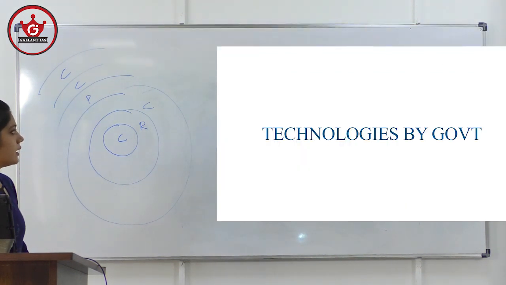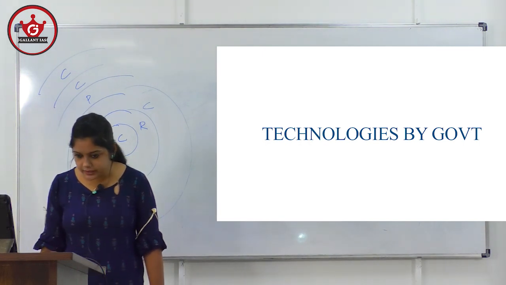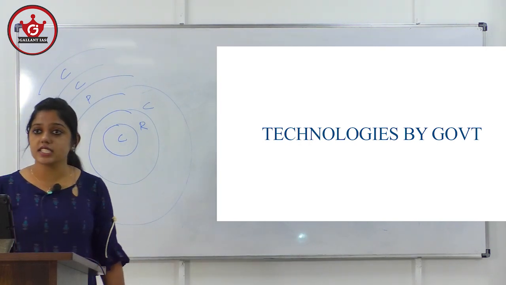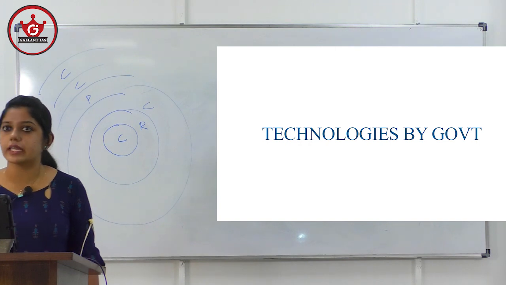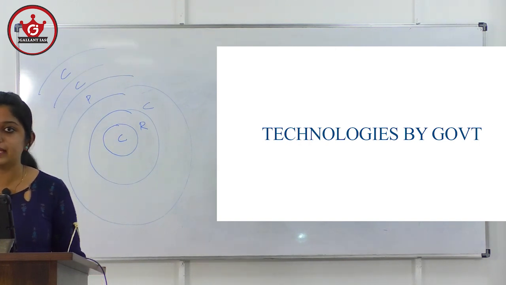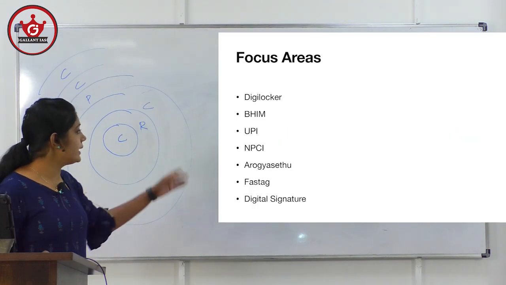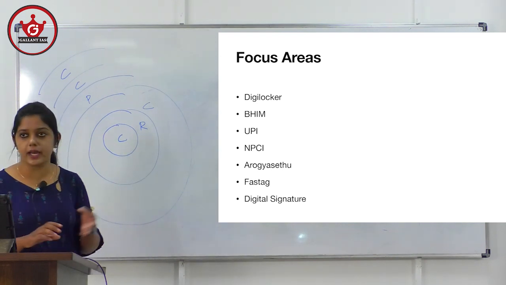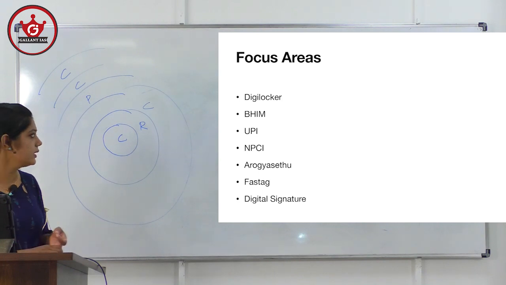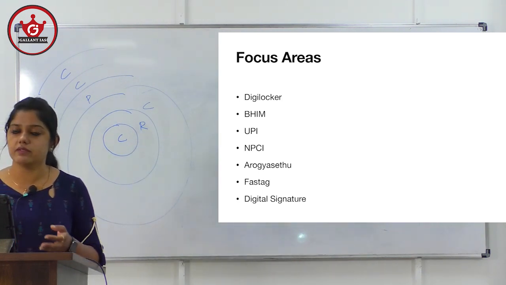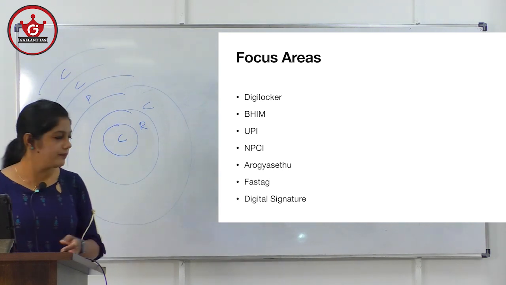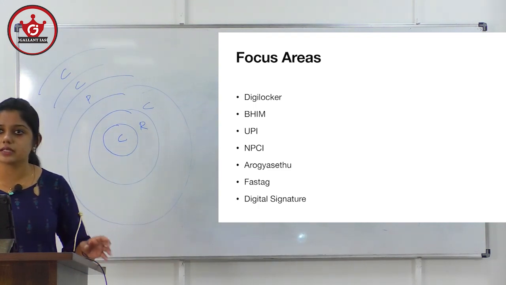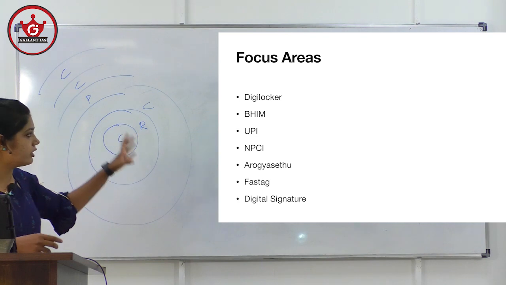Next is an important topic. This is a classification like I did: technologies by government, technologies that are open to the public, public related technologies, can be asked. These will be DigiLocker, which was once asked in UPSC, PMAP, which was also once asked, UPI, Unified Payments Interface, Paytm, everything, NPCI, National Payments Corporation of India, you can visit the website of NPCI, Arogya Setu, FASTag in vehicles, digital signature. All these are government initiated technologies.